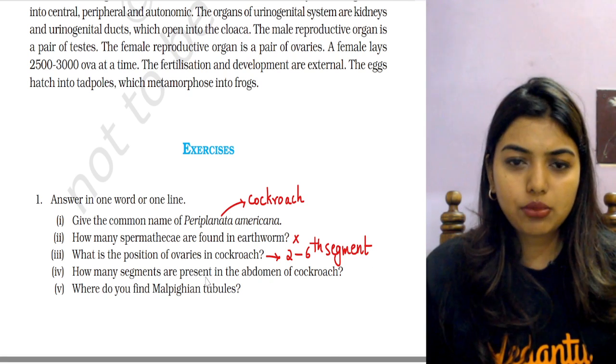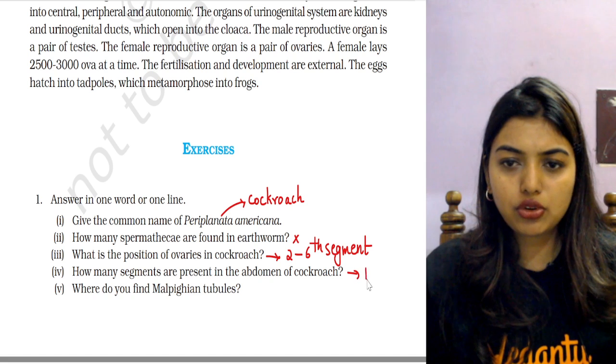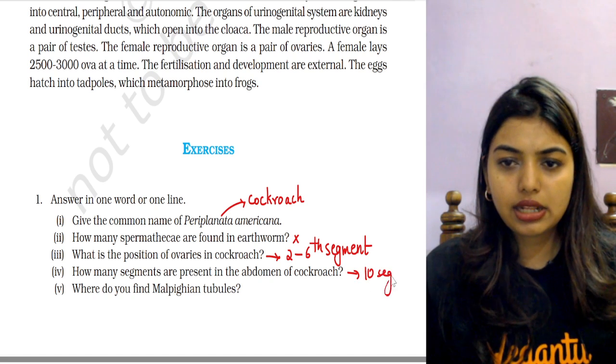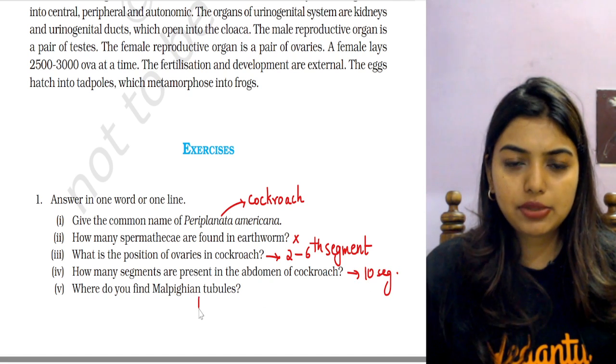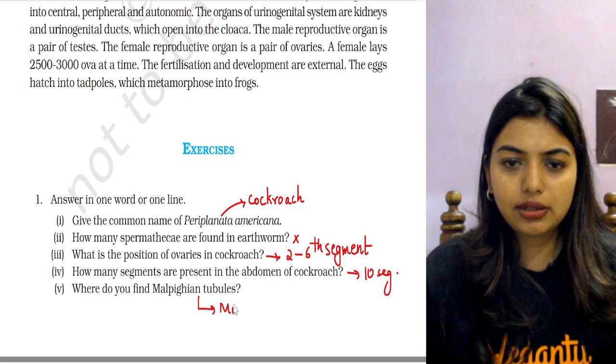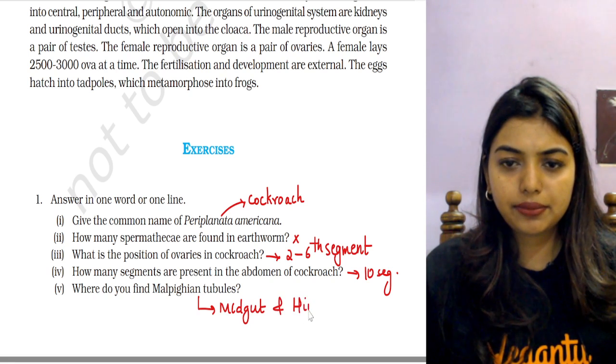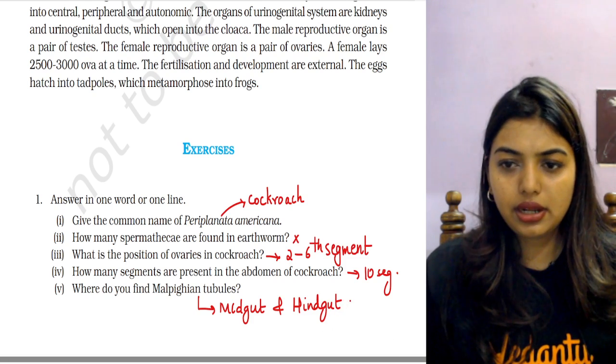Got it? Now, how many segments are present in the abdomen of cockroach? 10 segments. Where do you find the Malpighian tubules? You find it between the midgut and hindgut. Okay, midgut and hindgut. Got it?